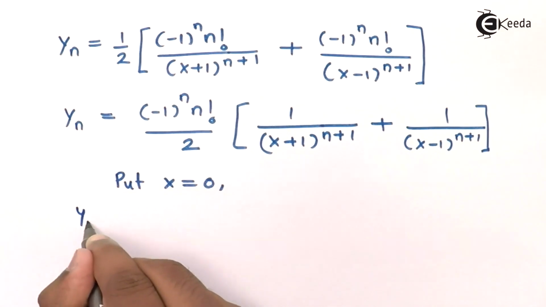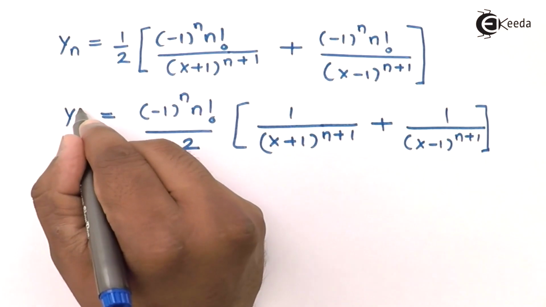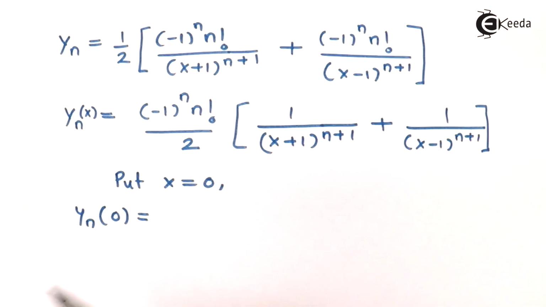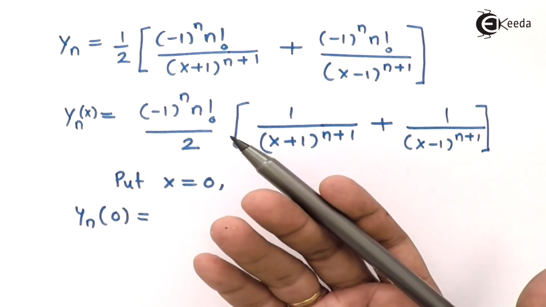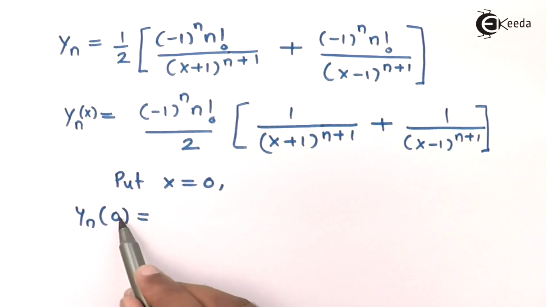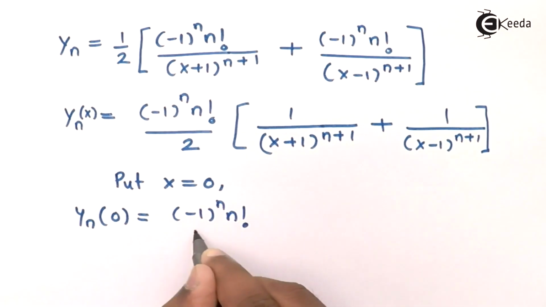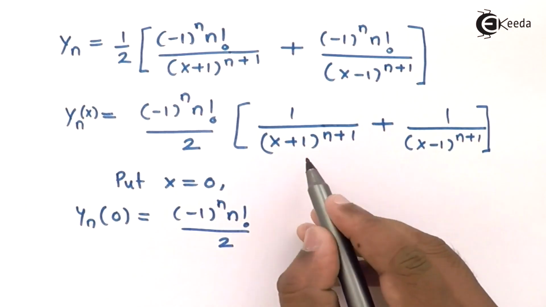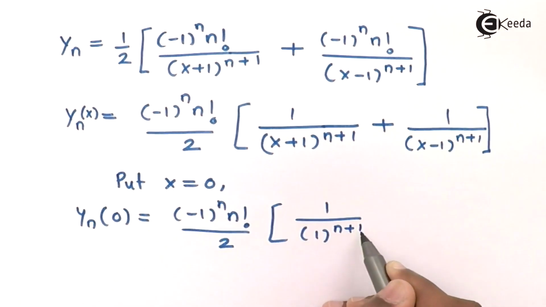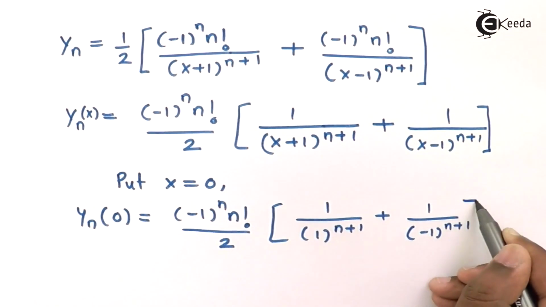So here we'll get yn of 0, because guys let me tell you that yn is nothing but yn of x, since the value of y is in terms of x, we say that y is a function of x. So we can call it as yn of x. So if I put x as 0, here we'll get minus 1 raised to n factorial upon 2 as it is. This will become 1 upon 1 raised to n plus 1 plus 1 upon minus 1 raised to n plus 1.